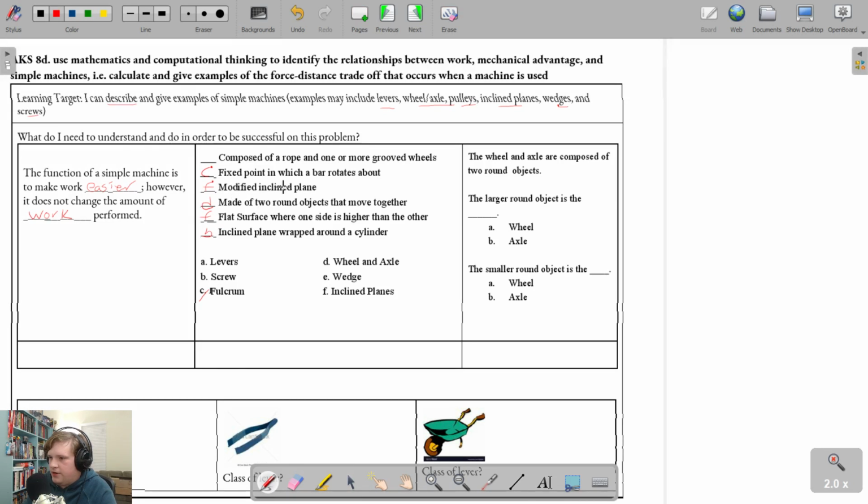Okay. A modified inclined plane can also be a lever. So we're going to say that's a lever. Or a wedge. I don't know. Modified incline. Getting a little weird here. Wheel and axle, we already said 1, 2, 3, 4, 5, 6. It should theoretically be 1-to-1. Composed of a rope and more grooved. I'm so confused. Who did this? This is from an actual test, too. That's the sad thing. Okay.